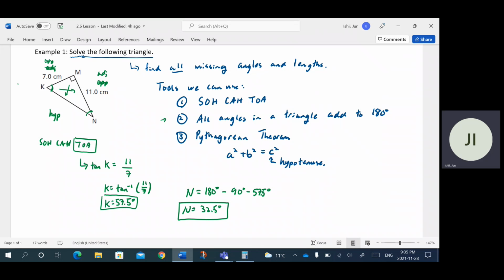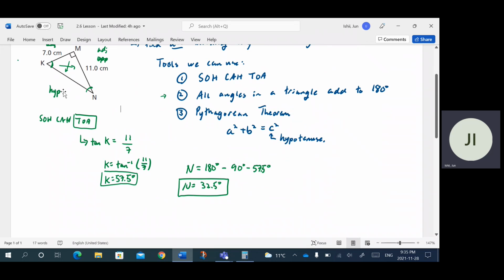Okay, so as it turns out, angle n there is 32.5. Now there's a third thing that we need to find. So we found all the angles in here. Angle k is 57.5, angle n is 32.5. We also need to find the length of the hypotenuse. To find this hypotenuse, I could use SOHCAHTOA, or I could use the Pythagorean theorem. Either way, I should be able to get the same answer. So I'm going to use the Pythagorean theorem.